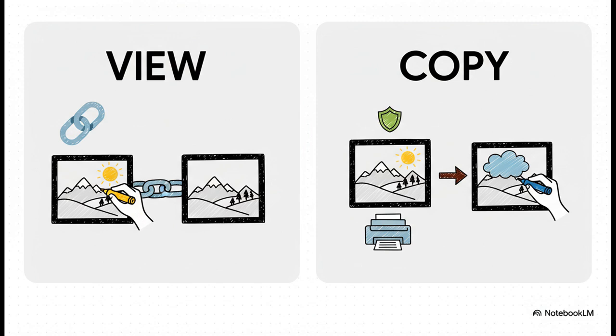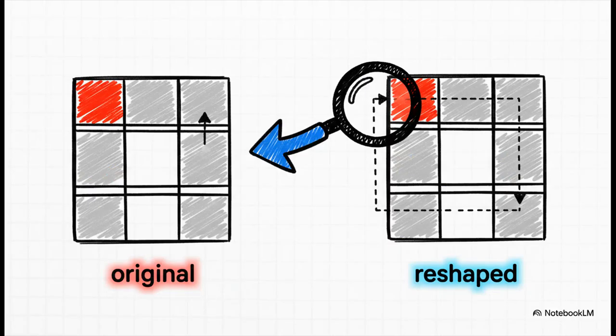Okay, watch this closely. We make an array, we reshape it, and then we change the very first element of the reshaped array to 99. But when we print the original array, we see that it has changed too. Why? Because both variables, original and reshaped, are just pointing to the same underlying data in memory.